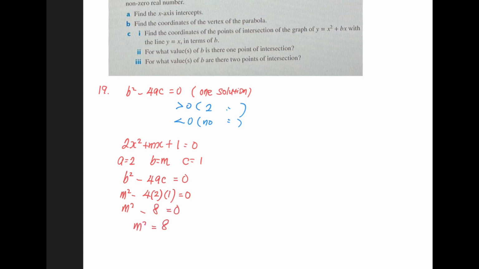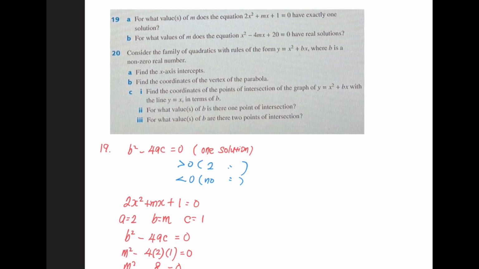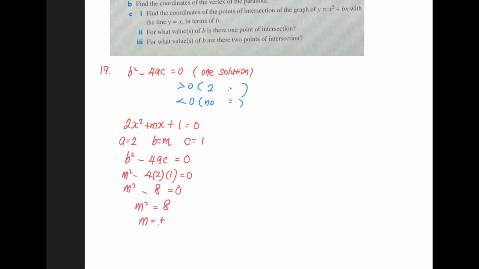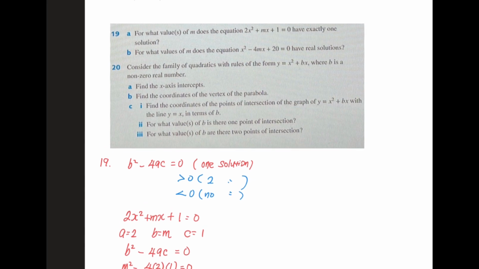So m squared minus 8 equal to 0. m squared equal to 8. m equal to plus minus square root of 8. So these are the answers. Okay, so there are two values for this case. So this is 19a. And now 19b.